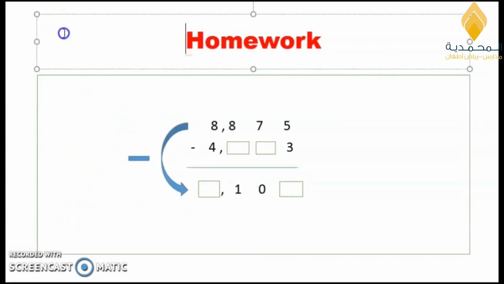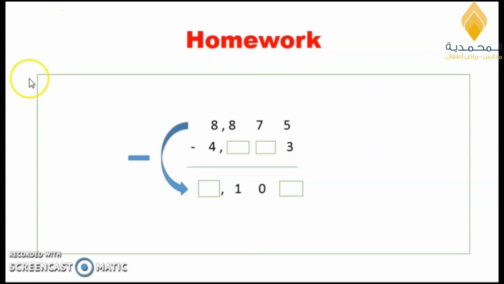And so this is a homework again. This question is a homework. It is on page 15, at the bottom of page 15. This is a homework in your book.